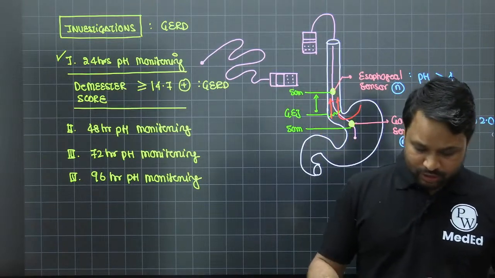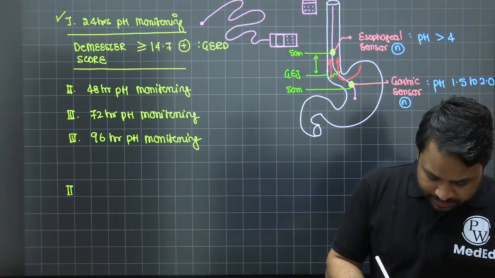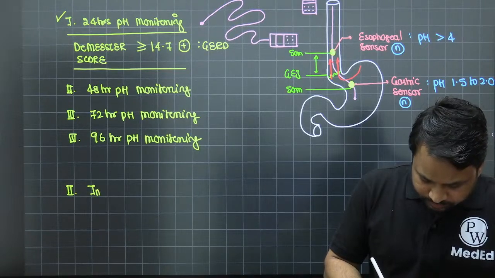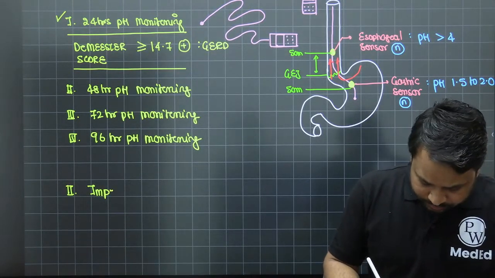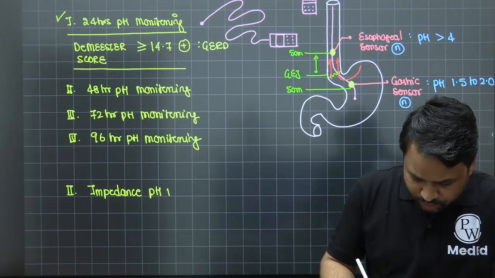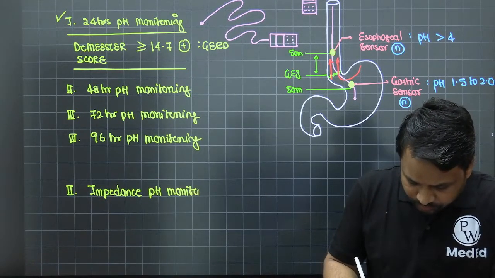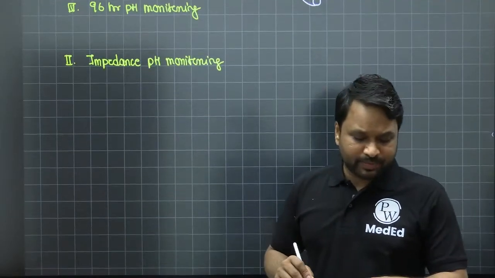ठीक है. अच्छा, एक और है, there is something called as impedance pH monitoring. There is an impedance pH monitoring. Now इसका भी समझ लेते हैं. What do you mean by an impedance pH monitoring?